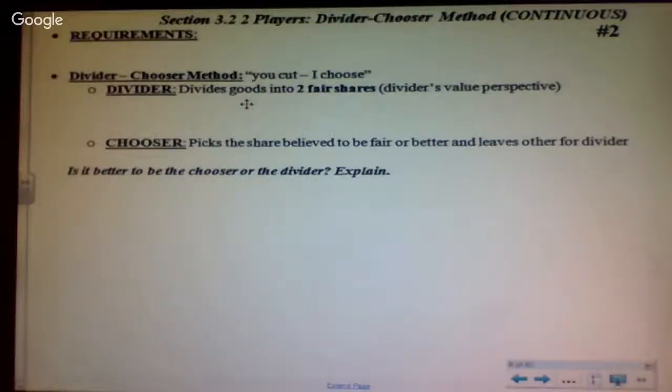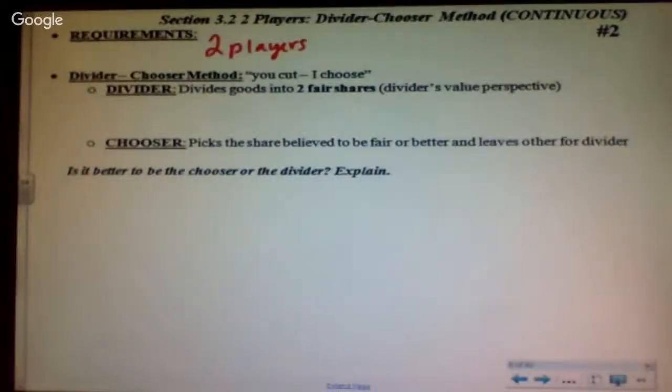The second method is called the divider-chooser method. You have two requirements. First, you need two players. No more than two players, like what we did today. And you need continuous goods.